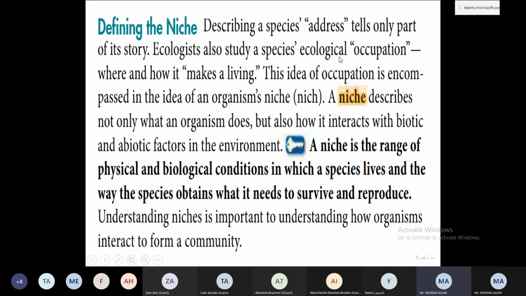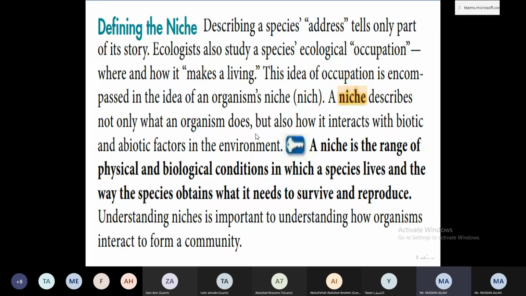Ecologists also study a species' ecological occupation, where and how it makes a living, and where an organism is living. This idea of occupation is encompassed in the idea of an organism's niche, a place where they are living. A niche describes not only what an organism does, but also how it interacts with the living and abiotic factors, meaning the non-living factors in the environment.